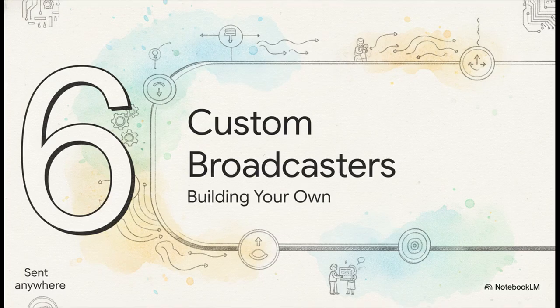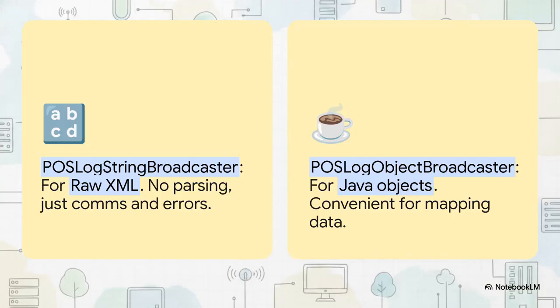Section 6. Customizing for your needs. Building your own broadcasters. Now for the fun part for the developers out there. When you're building a custom broadcaster, you'll generally subclass one of 2 main classes depending on your destination format. If your remote system wants raw XML, you'll use the PosLog string broadcaster.